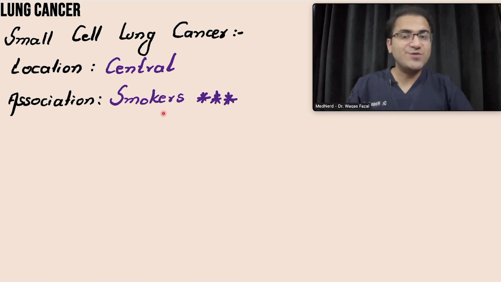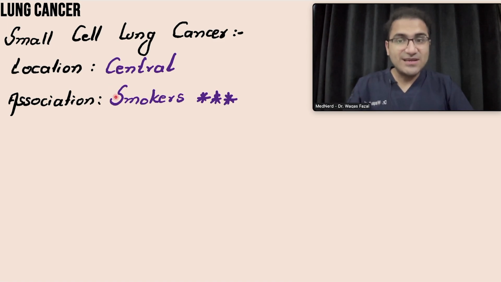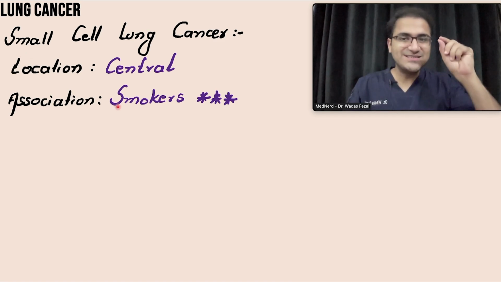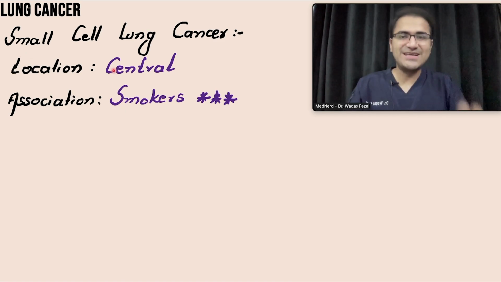And it is associated with smoking. You can simply remember it with the S's. Small cell contains an S. It is associated with the smokers, and it is also central. So we have the S, S and C, which sounds like an S. So if you have small cell cancer, it is common in smokers and it is mainly central. So you can remember it like that.